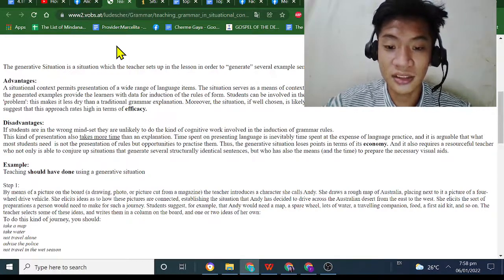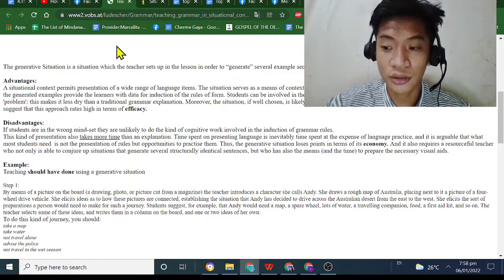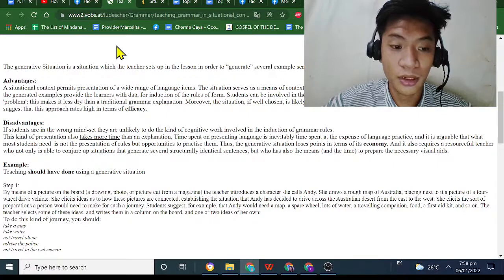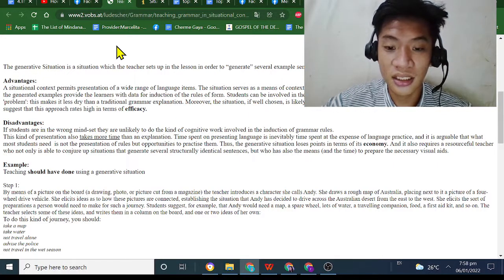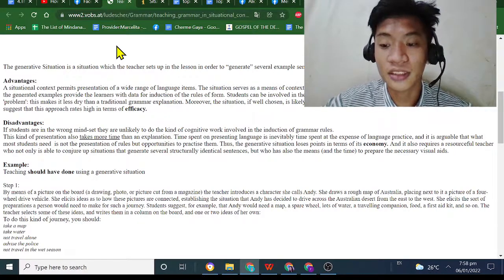Thus, the generative situation loses points in terms of its economy, and it also requires a resourceful teacher who is not only able to conjure up situations that generate several structurally identical sentences, but who also has the means and the time to prepare necessary visual aids.